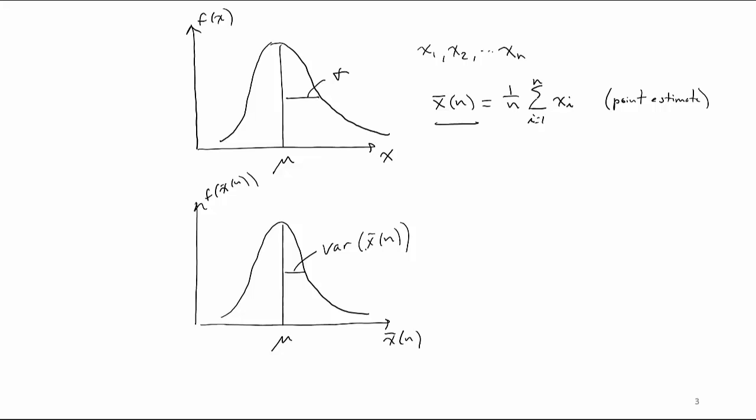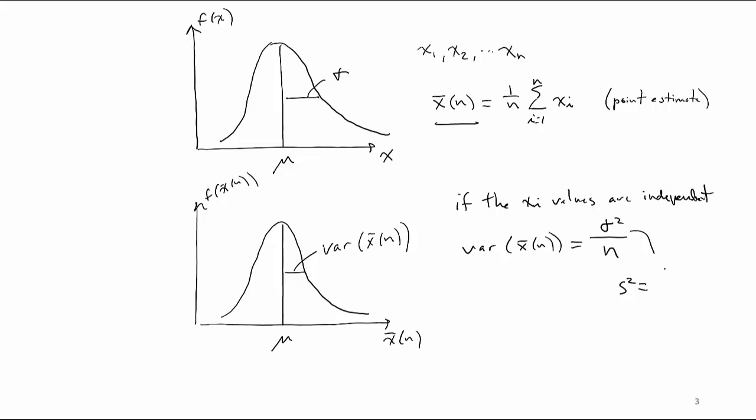Now, if the xi values are independent, this is important, then it turns out that the variance of x bar n is equal to the variance of x divided by n. So if we know we have independent observations, then we can in turn estimate these values, because we still don't know sigma squared, but we can estimate sigma squared using the sample variance.